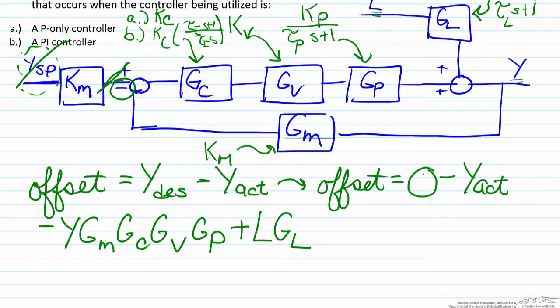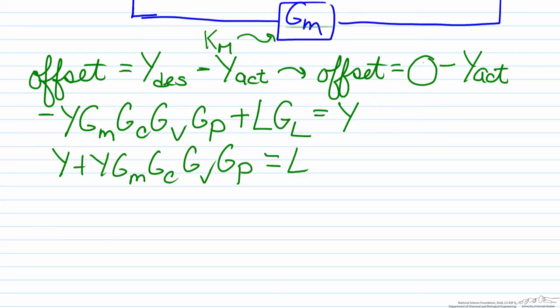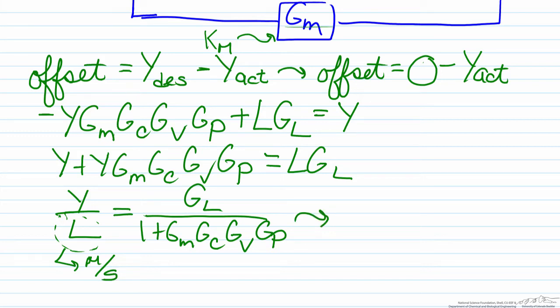When I put those two sums together, that's just going to equal Y. So if we do a little bit of algebra here, we can see that Y plus Y GM GC GV GP equals L GL. We can rearrange this to get Y over L equals GL over 1 plus GM GC GV GP. In this case, we're saying that L is a step function of magnitude M, so therefore its transfer function is M over S. So we can substitute in the other transfer functions.